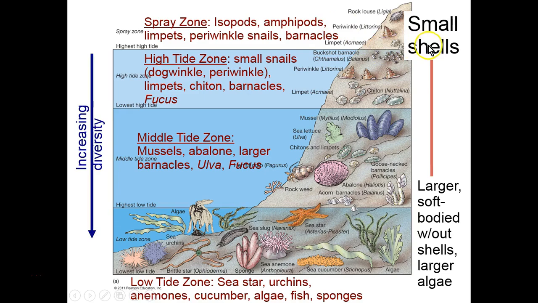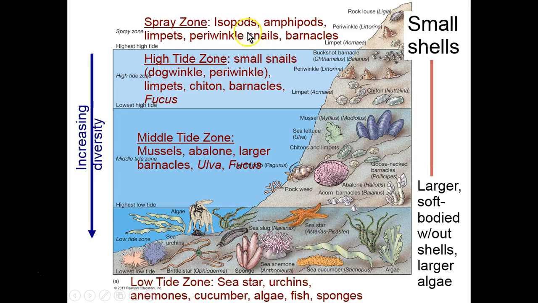Another pattern that we see is that we see organisms that are much smaller and all have shells in the spray zone. And as you go from the high tide zone, middle tide zone, down to the low tide zone, you start to see larger organisms, and you will start to see organisms that do not have shells and instead have soft bodies all the way down in the low tide zone.